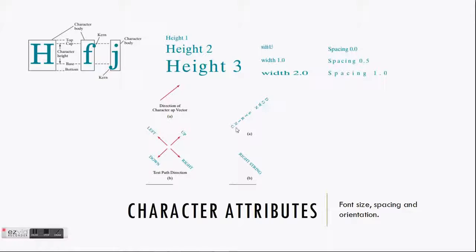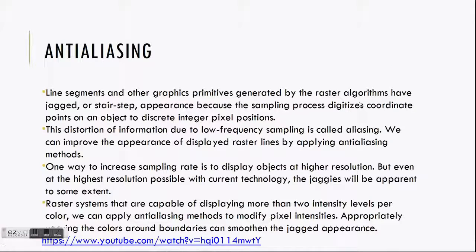The direction of a character, you can see the down string, and the text path direction, right string. See the difference between A and B. This is the text path, while this is the direction of the character up vector.